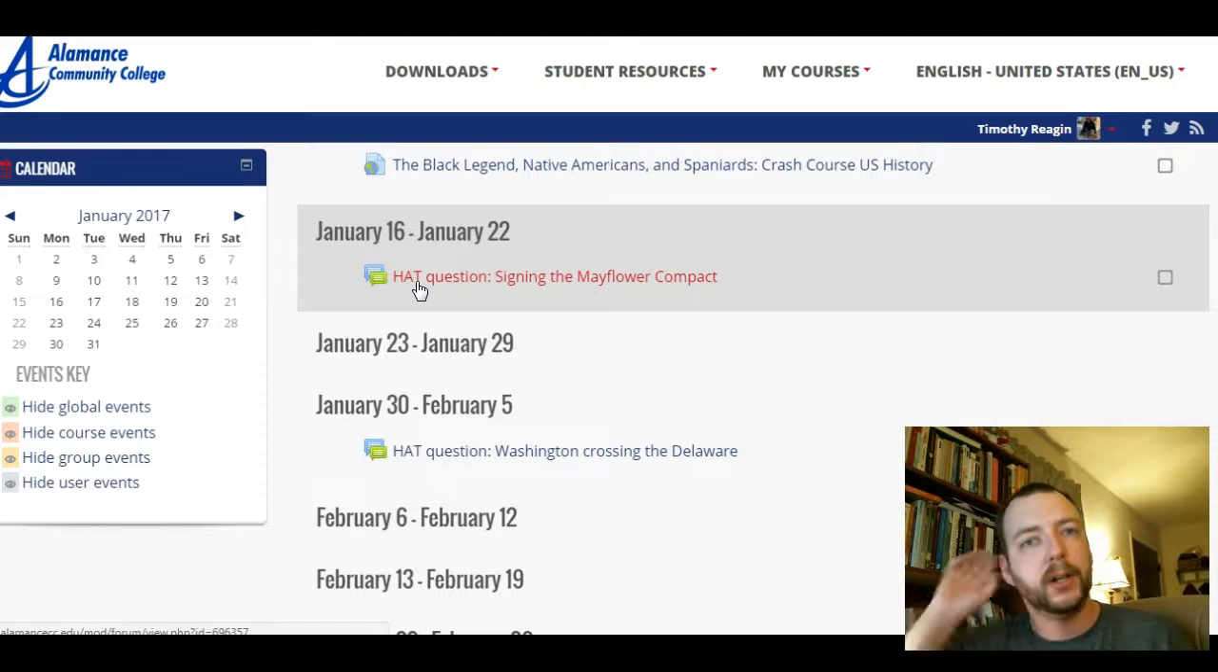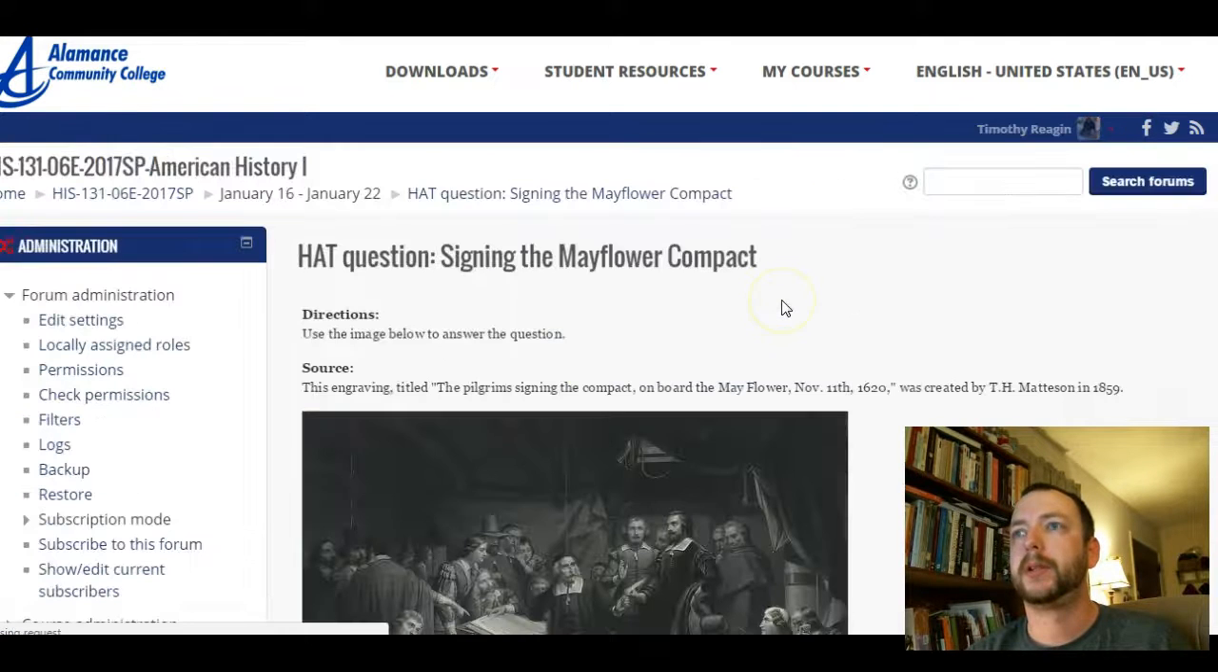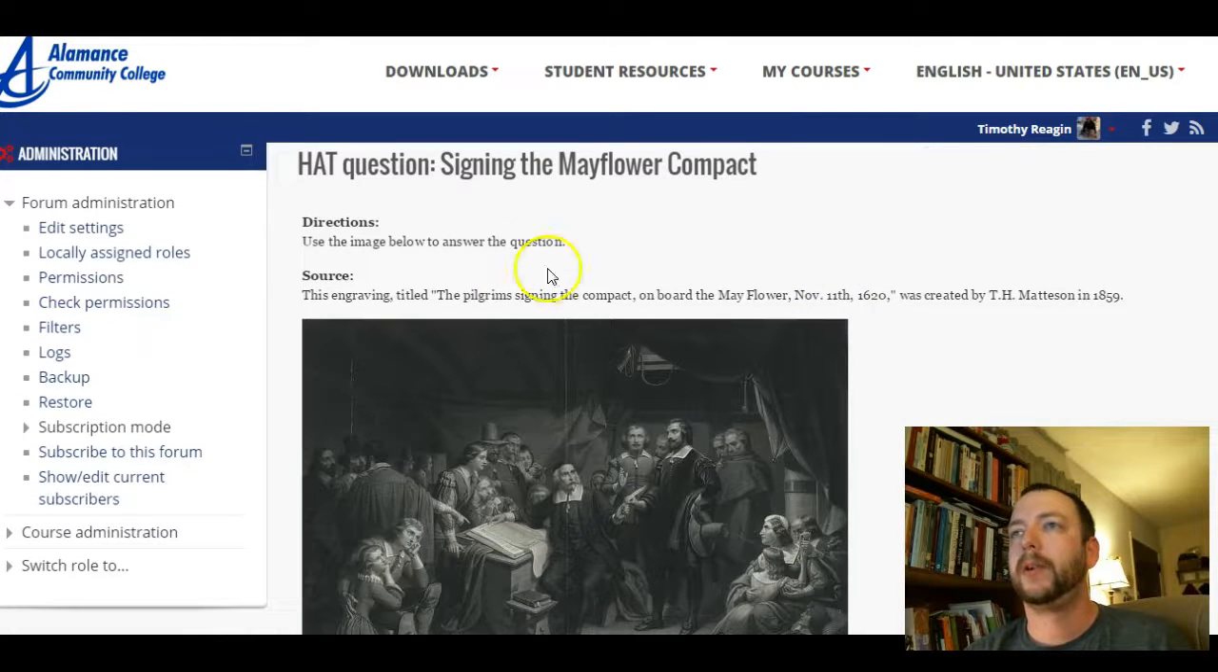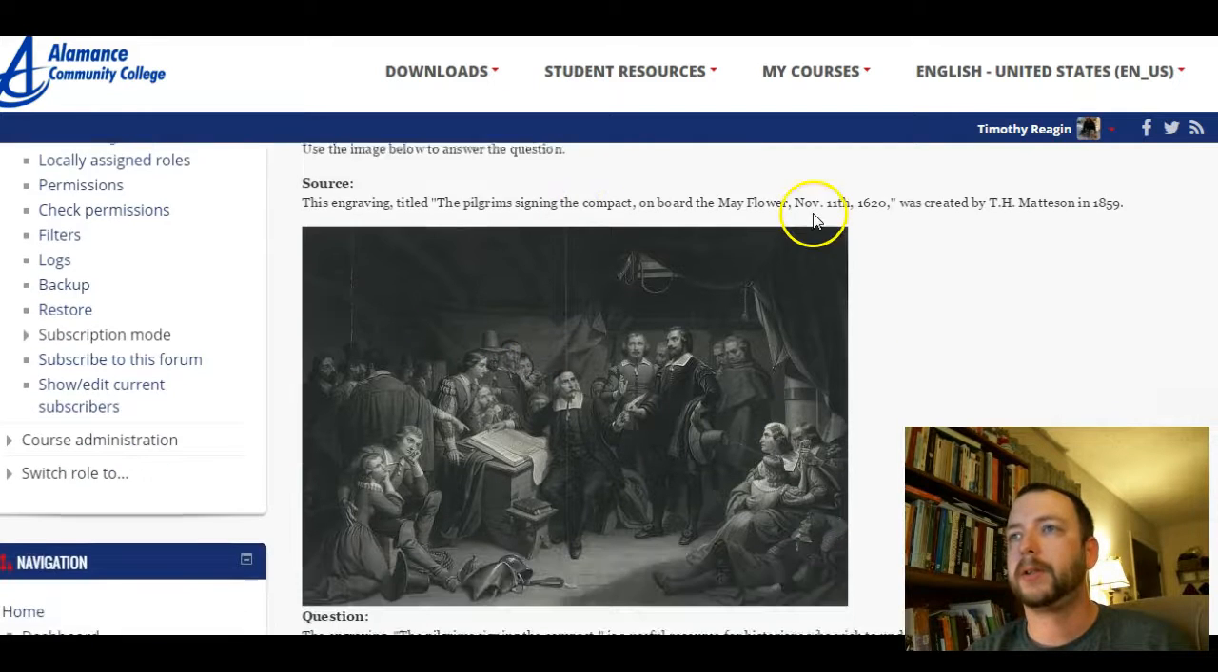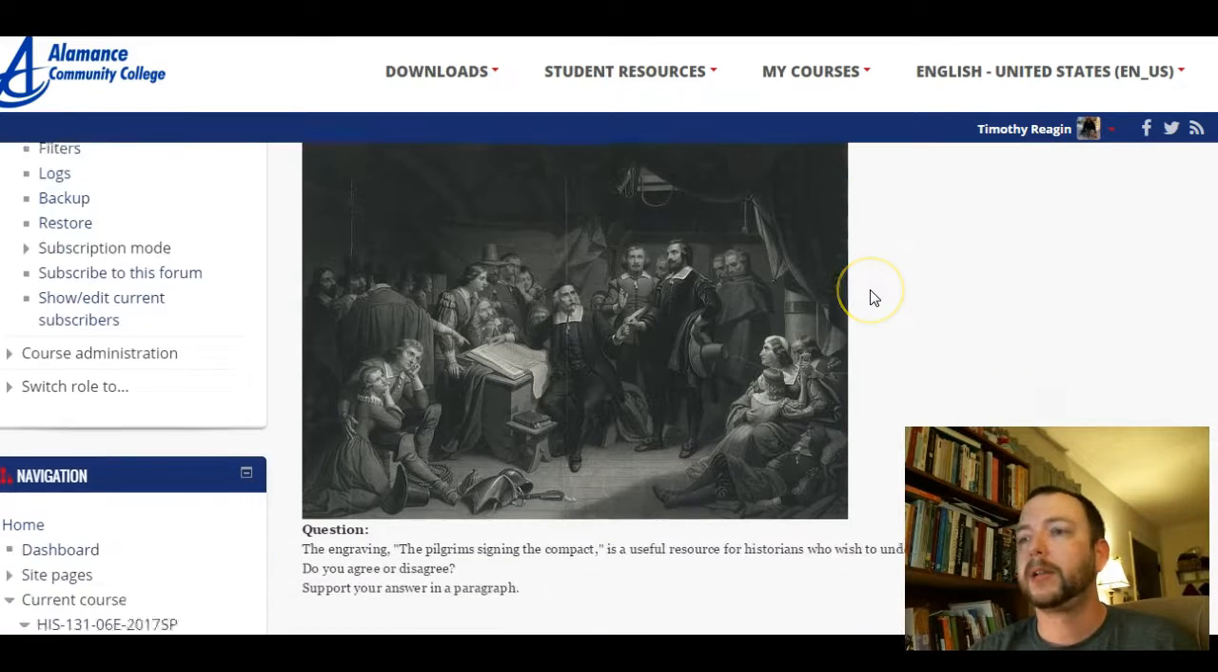I haven't uploaded the other lecture video yet, so that's why it's not here. We'll just go ahead and click on this one, which will be just a discussion forum. What you're going to do is use this image to answer the question. The source here is the engraving titled "The Pilgrims Signing the Compact on Board the Mayflower, November 11th, 1620," created by T.H. Madison in 1859. Pay attention to every detail in the source.